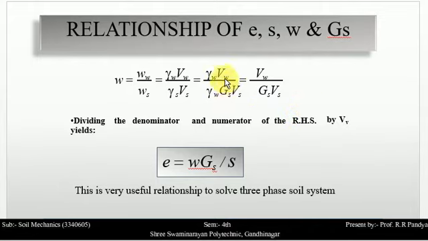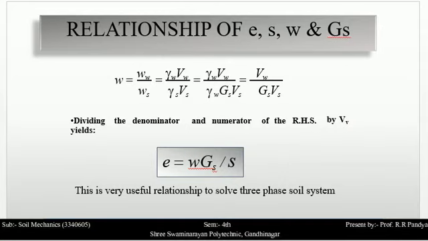So here from the equation, the gamma W, the same value, will be deducted. So gamma W and gamma W will cancel and the equation will become weight of water, sorry, volume of water over volume of solids into specific gravity of soil solid. Divide the denominator and the numerator of the right hand side by volume of voids.